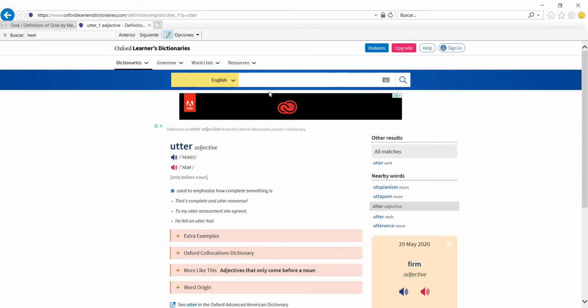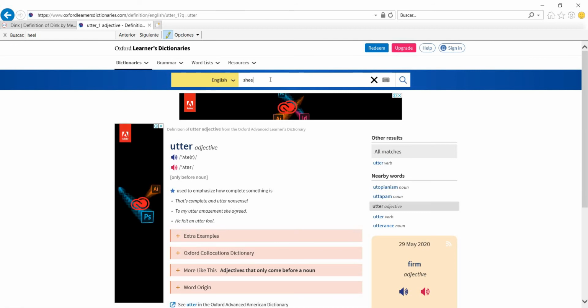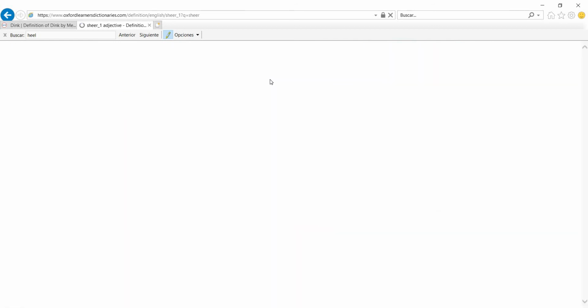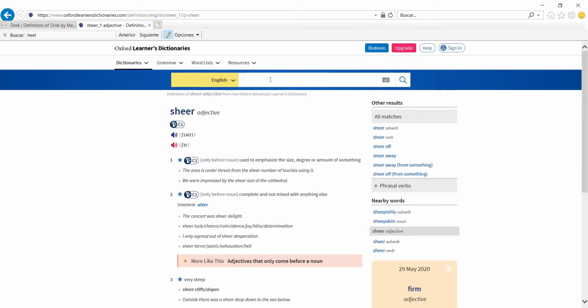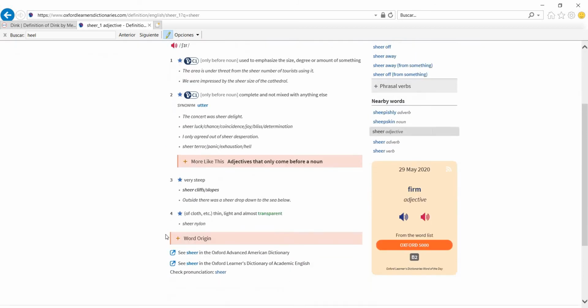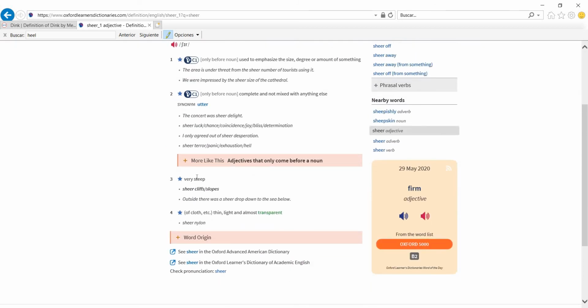A complete fool. Sorry, I skipped sheer. Same thing here, right? You have the example sheer stupidity, right? Which is another typical example, right? Sheer luck, sheer chance, sheer coincidence, bliss, joy, determination. You see that it is much more open to many collocations: terror, panic, exhaustion, hell. There are also, by the way, sheer cliffs or slopes, meaning very steep, right? And sheer, be careful, means transparent. It's a very interesting word, by the way.